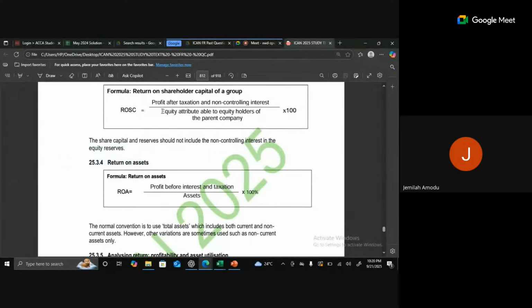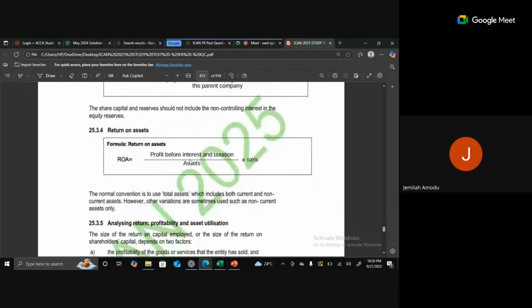That means this other part as well, since you have removed the non-controlling interest, it should not be part of this as well, right? Why? Because your focus is on the parent. So that is just it.